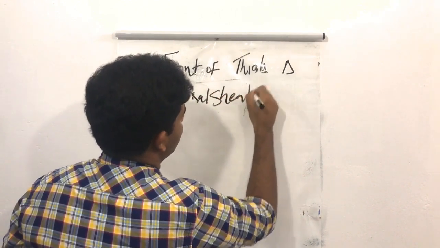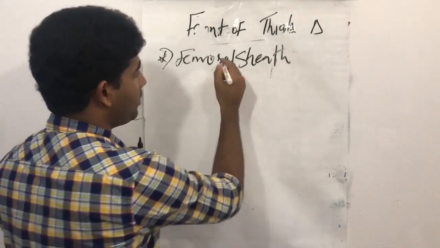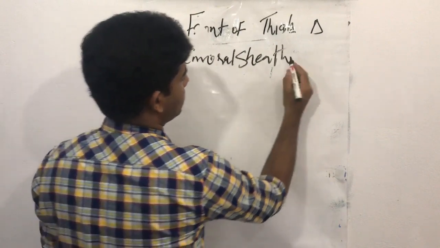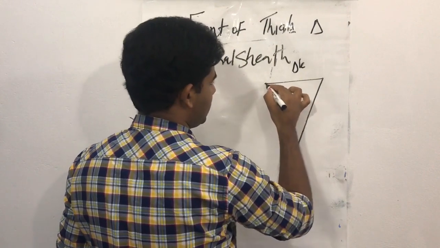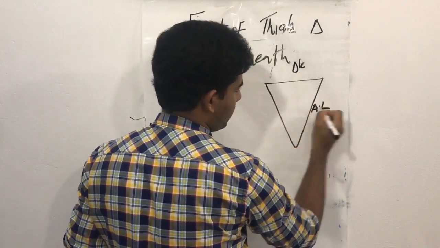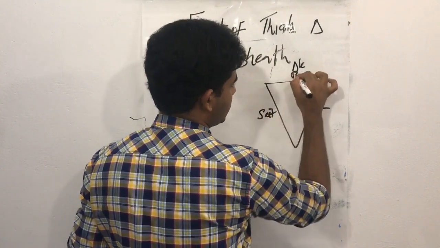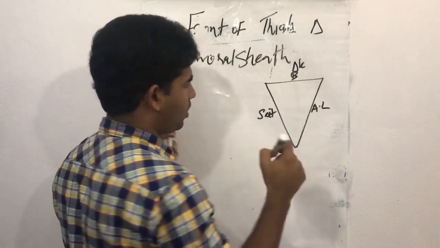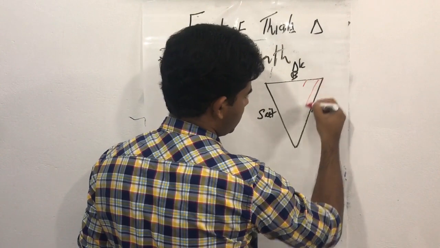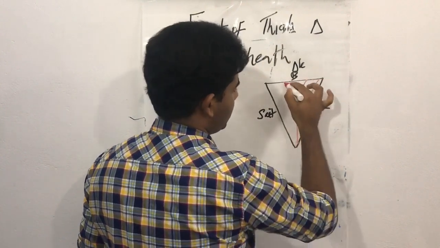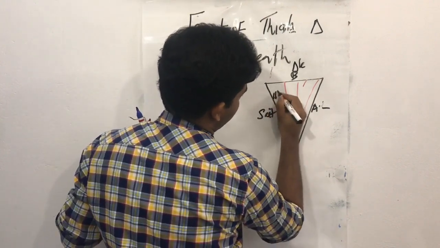What is femoral sheath? We were discussing about the femoral triangle, right? When we draw the femoral triangle like this, this is the adductor longus muscle. This is the sartorius muscle. This is its base. And I just made a small mistake. I just forgot to mention one thing. Here is the adductor longus muscle. Then you have the pectineus muscle. Then you have the psoas major muscle. And then you have here the iliacus muscle.